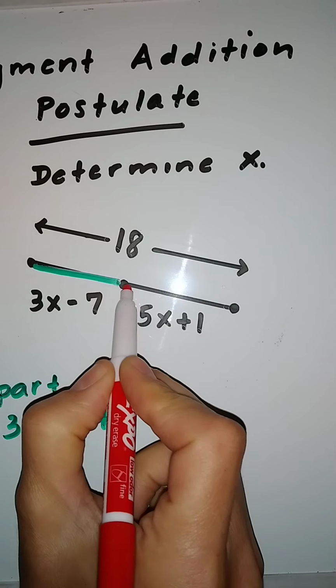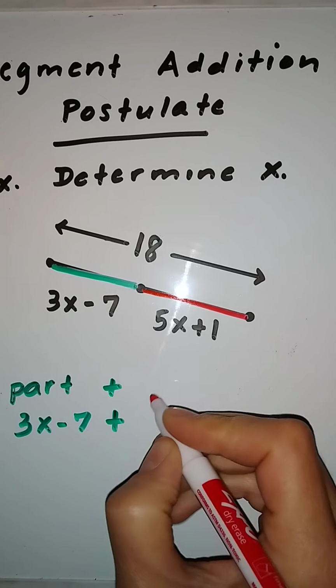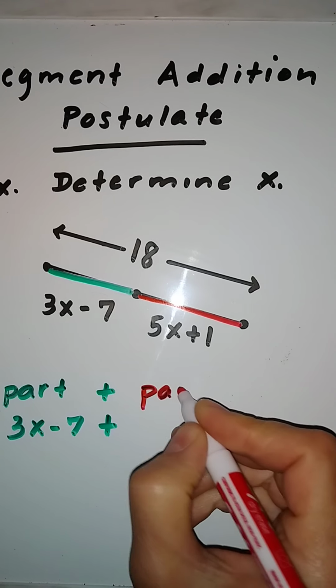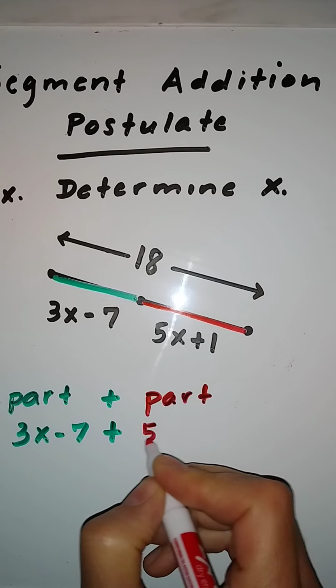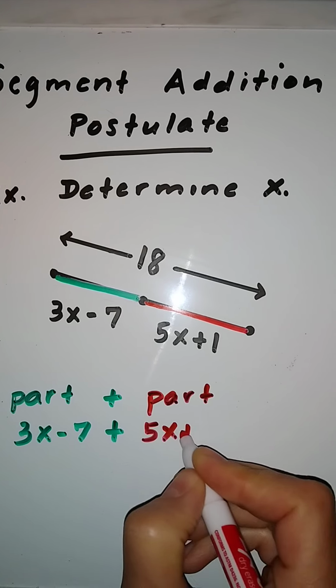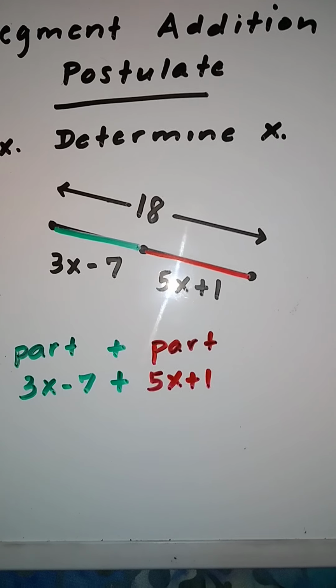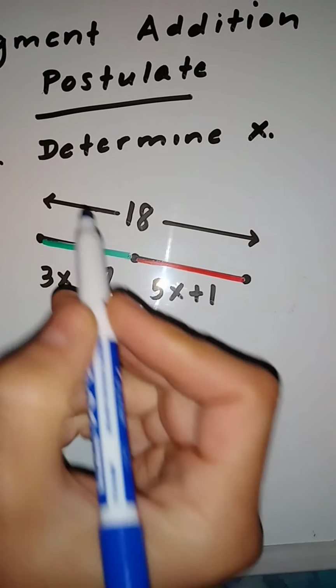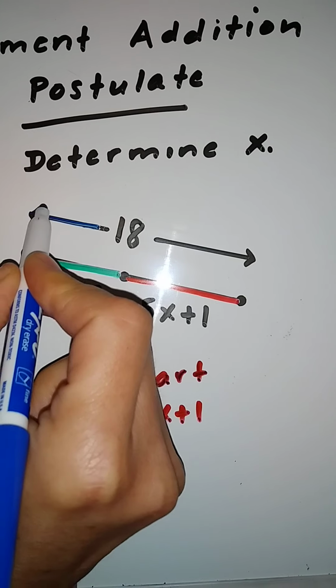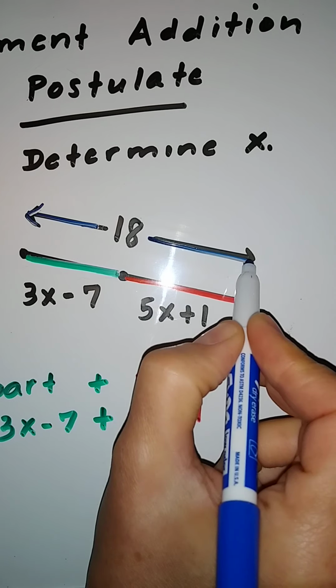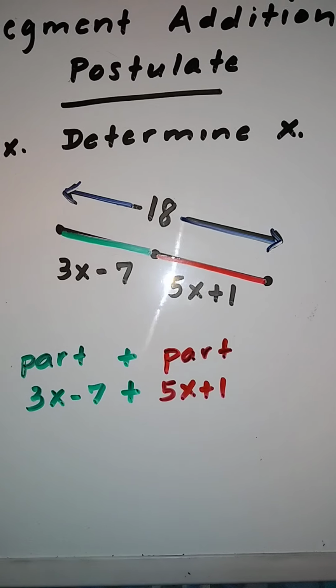Next, highlighting in red here, this is another part, 5x plus 1. And 18, labeled with these arrowheads, represents the whole.